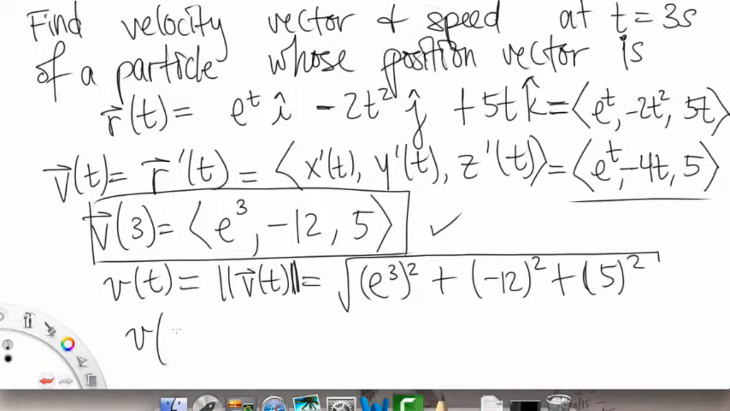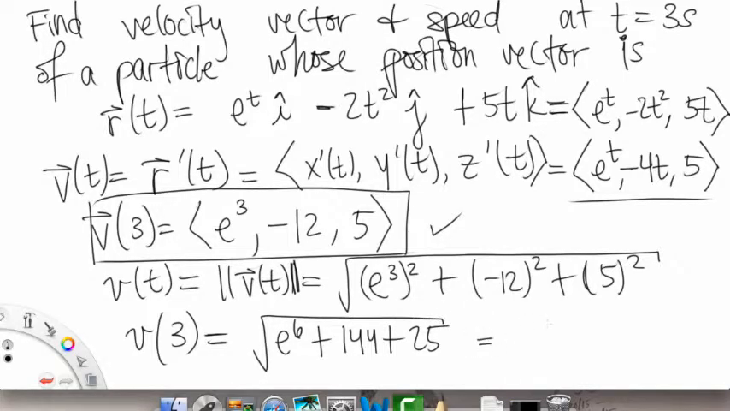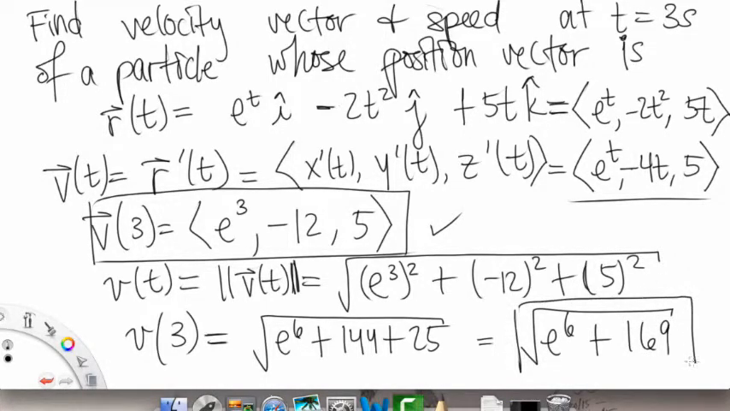Okay, so we're going to continue from here. V of, and I should actually put 3, because we already plugged in a 3 for our t. That's how we got the velocity vector inside there that we are now taking the magnitude of. So we get e to the 6th plus 144 plus 25, all under the square root sign. And finally, this simplifies to e to the 6th plus 169, all under the square root. So this second value here is our speed at t equals 3 seconds.